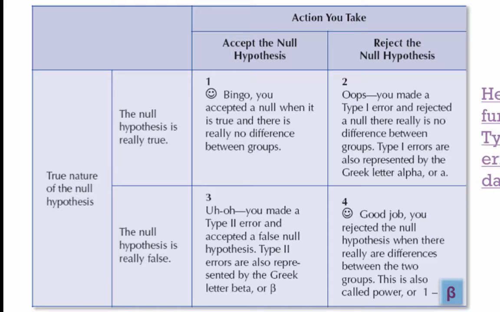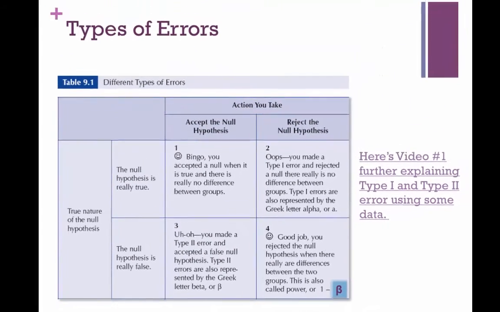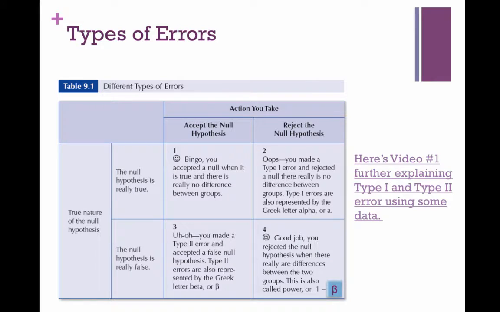And type 2 errors are also represented by the Greek letter beta. So type 2 errors are beta, type 1 errors are alpha. And so we can determine power by subtracting beta from 1. So click on this link for video 1 further explaining type 1 and type 2 errors using some data. And I think hopefully using some numbers it'll help make a little more sense of type 1 and type 2 errors.